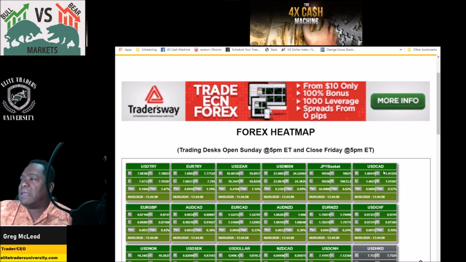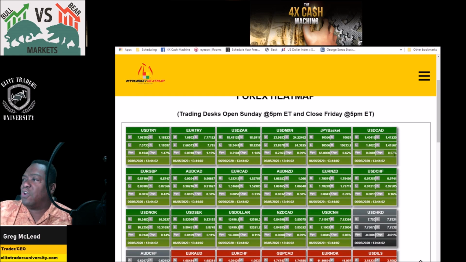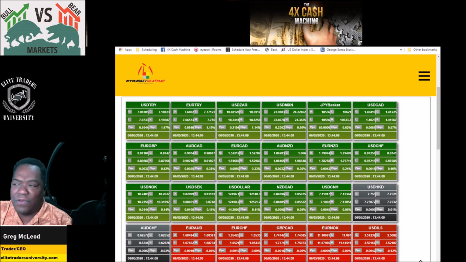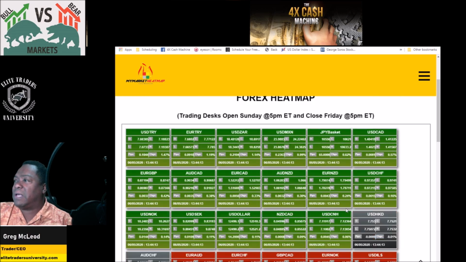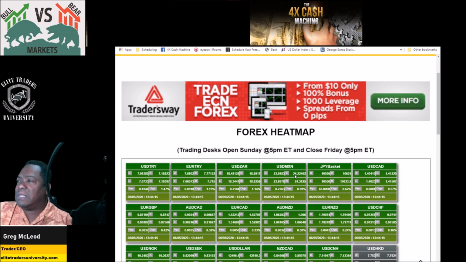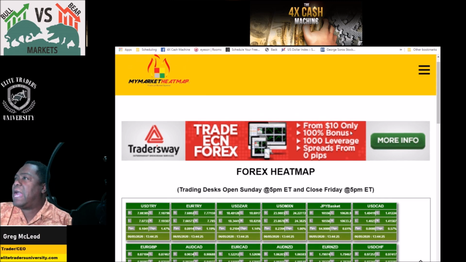Now, you can see that in the My Market Heat Map, dollar CAD is up 0.57%. Instead of looking over 27 different currency pairs, all I have to do is look at the heat map, and these tiles move dynamically. And we can see that the dollar is in the top spot. Dollar, the Turkish lira, dollar South African rand, the dollar peso, and also the yen basket.